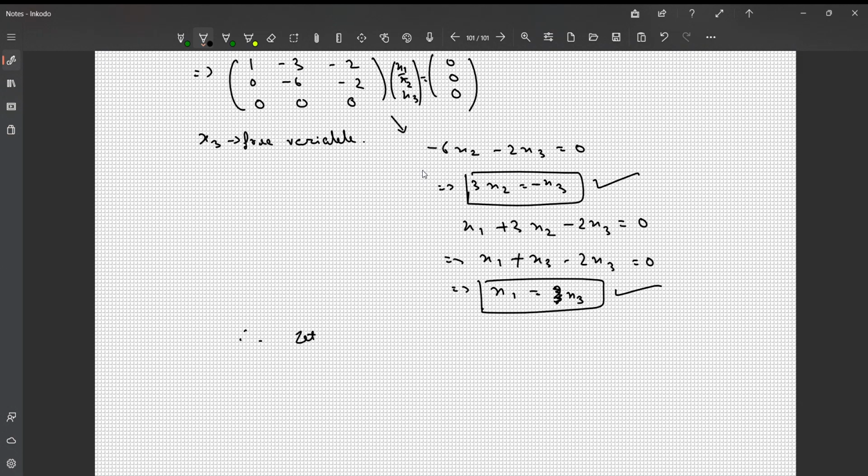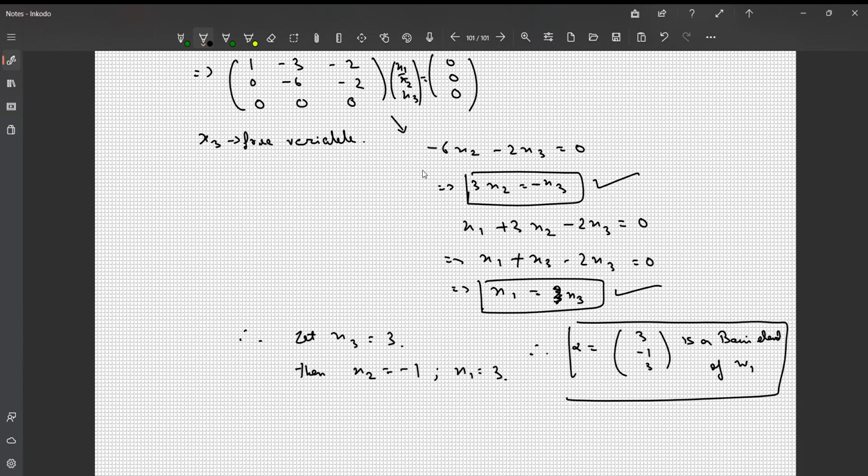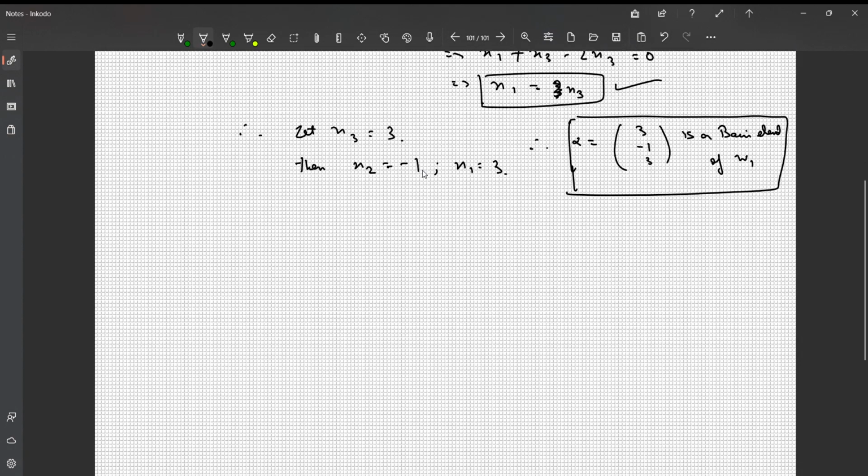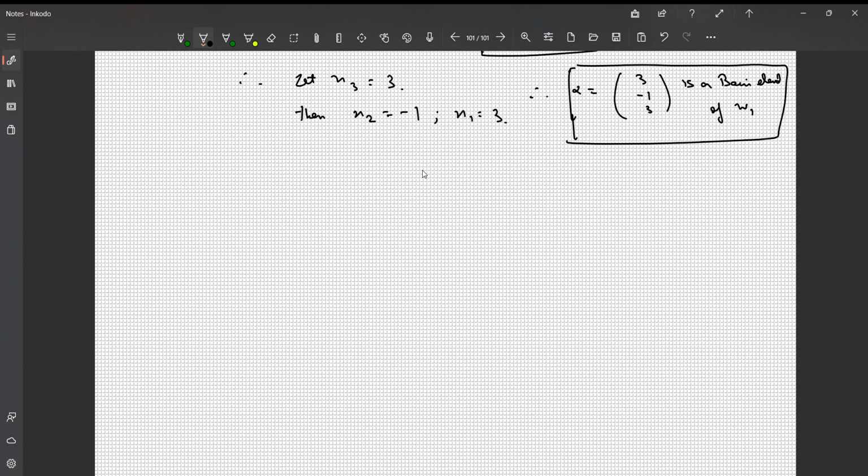Therefore, let x3 be equal to 3, then we have x2 equal to minus 1 and x1 equal to 3. Therefore, alpha equals (3, minus 1, 3) is a basis element of W1, because it's spanned by a single element, so one single element will do. Is it clear? So let us come up with a similar procedure in the case of W2, right?